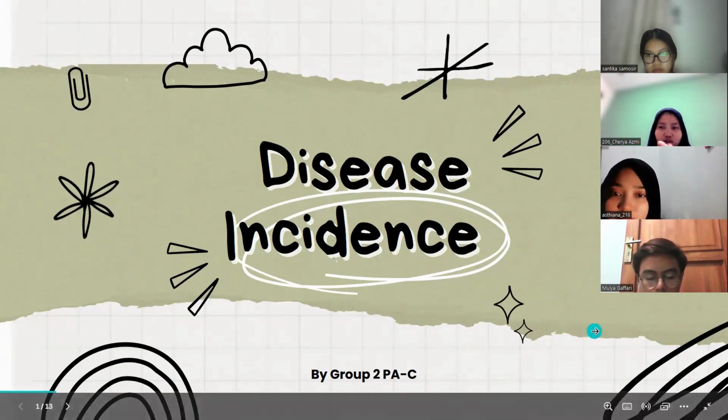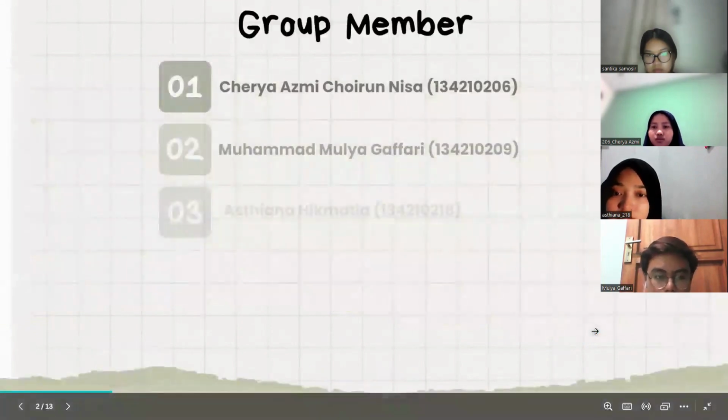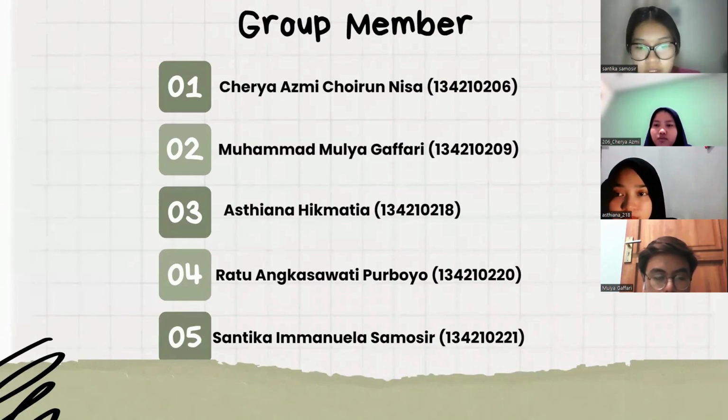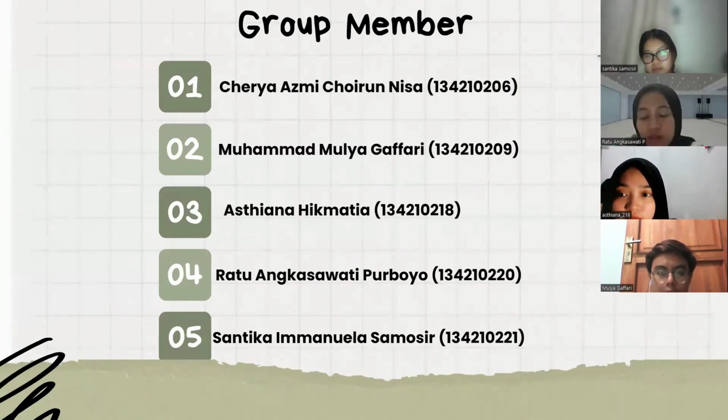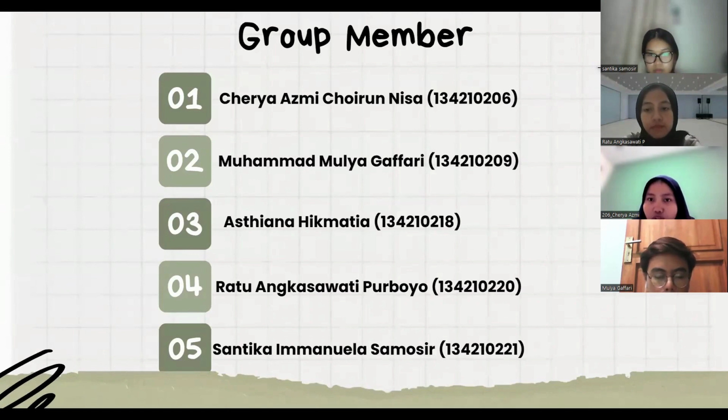Okay, I am Asthiana Hikmatia with student number 218. My name is Mulya Gaffari with student number 209. My name is Santika Immanuela Samosir with student number 221. My name is Ratu Angkasawati Purboyo with student number 220. My name is Cherya Azmi with student number 206.